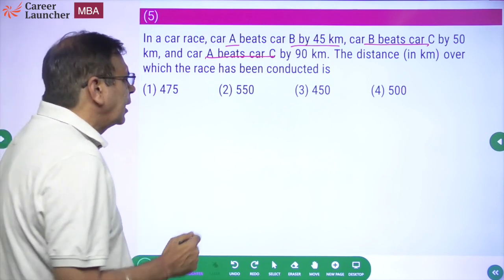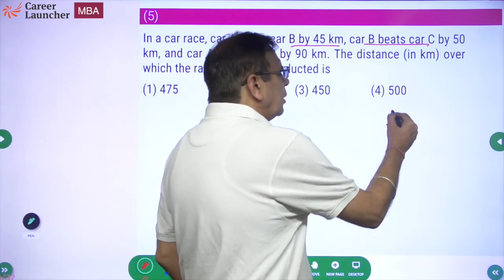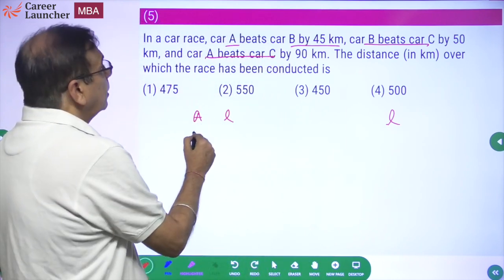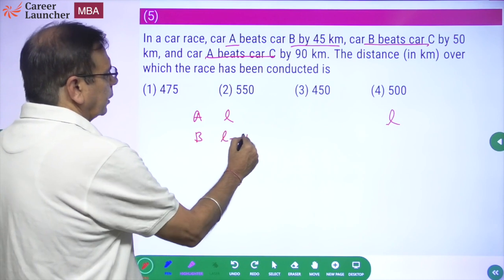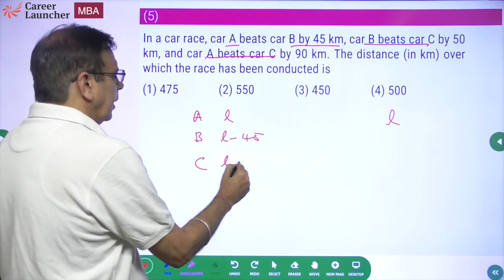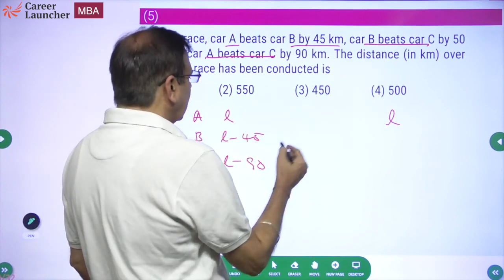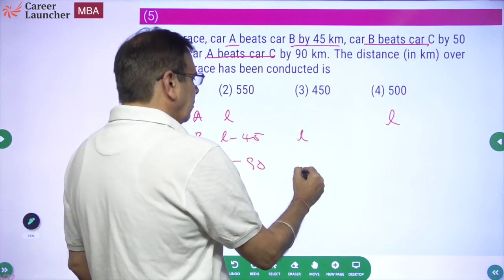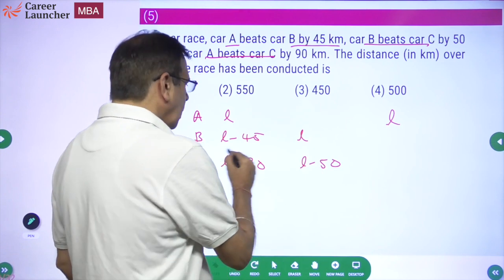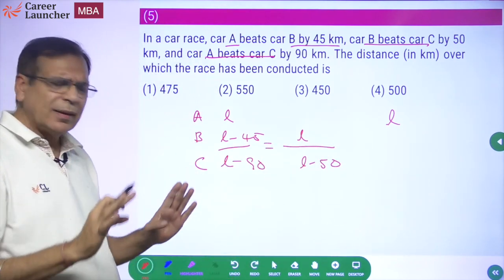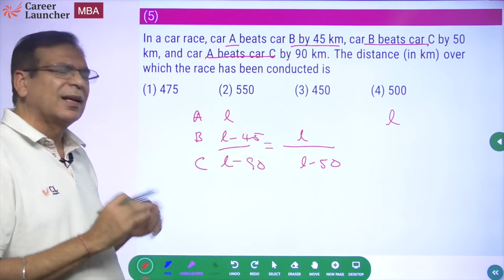Typically, this kind of question says, let the length of the track be L. When A does L, B will do L minus 45 and C will do L minus 90. Then we'll say B beats C by 50. When B does L, C will do L minus 50. The ratio of distance of B to C in both the cases should be the same. Perfectly fine, but I don't like this question.